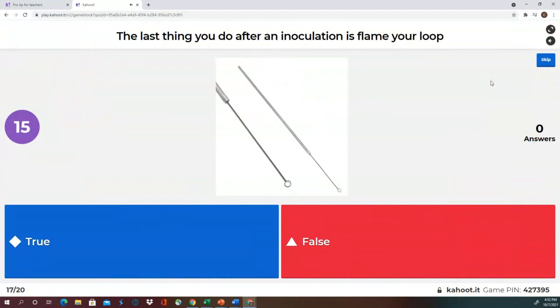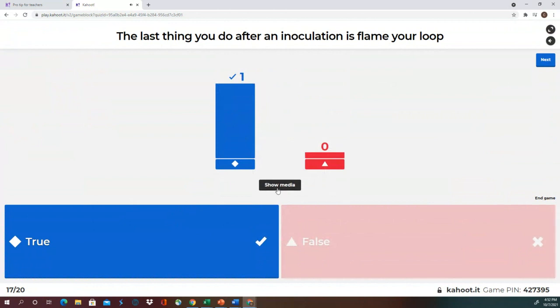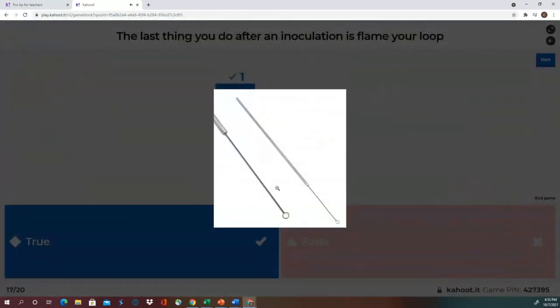So the first thing you do before an inoculation is flame your loop. The last thing you do when you're done with an inoculation is flame your loop, okay? You always flame it first because you want to make sure it is sterile before you use it to touch anything, but also because you want to give it time to cool down, because you don't want to flame your loop and stick it straight into any cells because it'll burn them because the loop is hot.